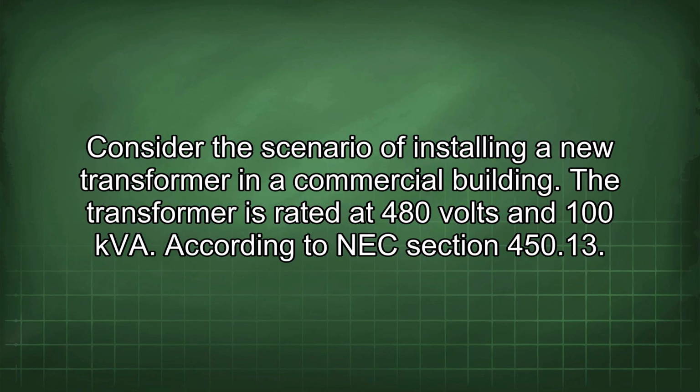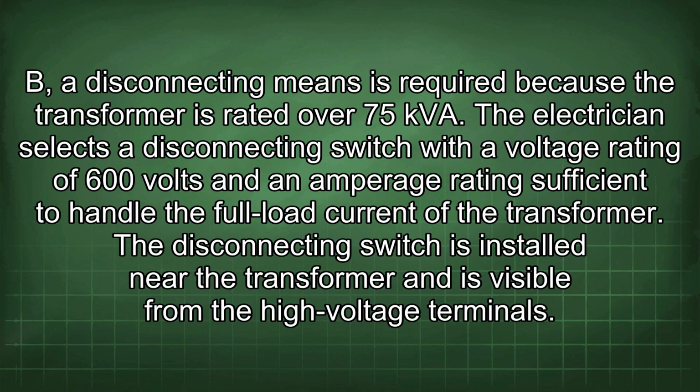Consider the scenario of installing a new transformer in a commercial building. The transformer is rated at 480 volts and 100 kVA. According to NEC section 450.13, a disconnecting means is required because the transformer is rated over 75 kVA. The electrician selects a disconnecting switch with a voltage rating of 600 volts and an amperage rating sufficient to handle the full load current of the transformer.